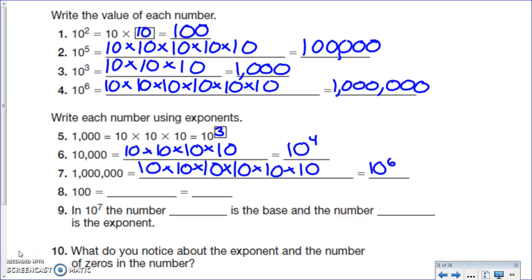An important thing to keep in mind regarding the base and the exponent: the base should always be a bigger written number, and the exponent should be a smaller number up to the right of the base. So for 8, we have 100, which is 10 times 10. So it's 10 to the second power, also known as 10 squared. For number 9, in 10 to the 7th, the number 10 is the base, and the number 7 is the exponent.